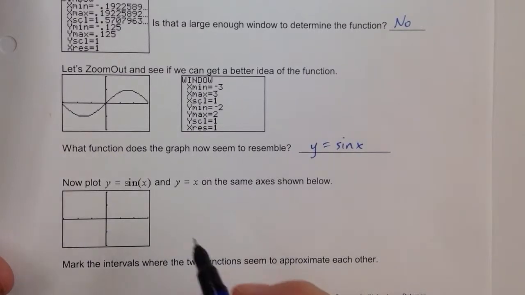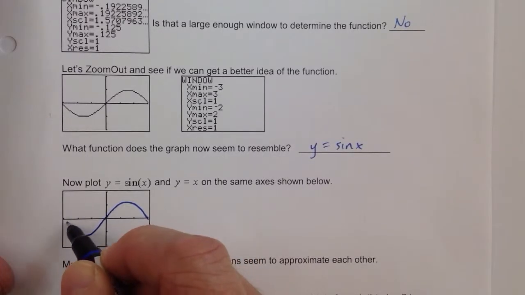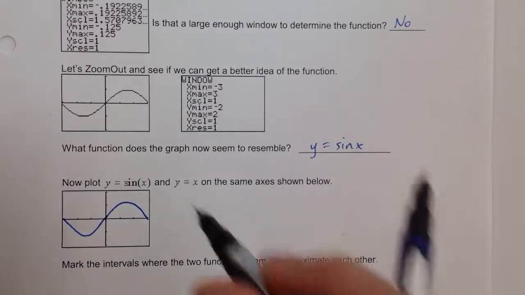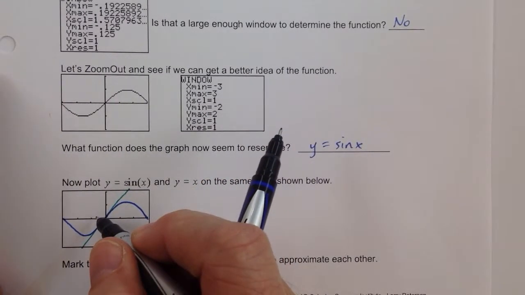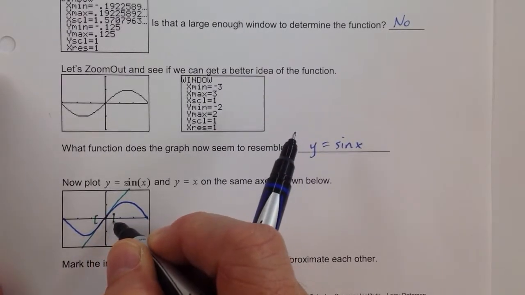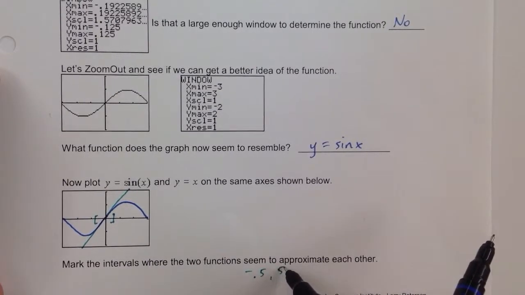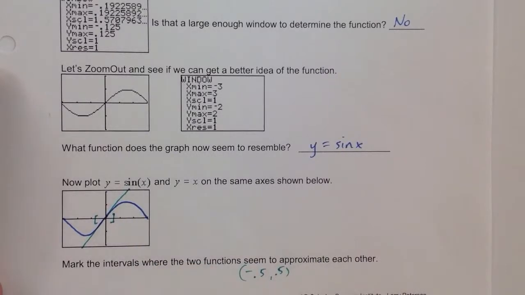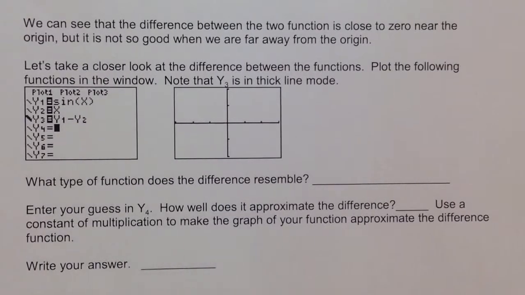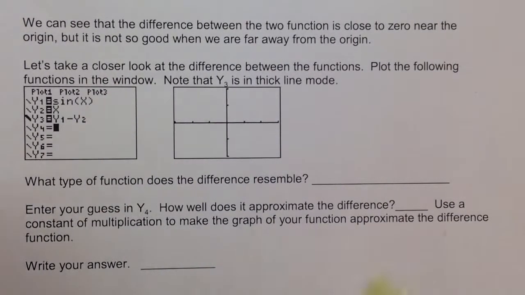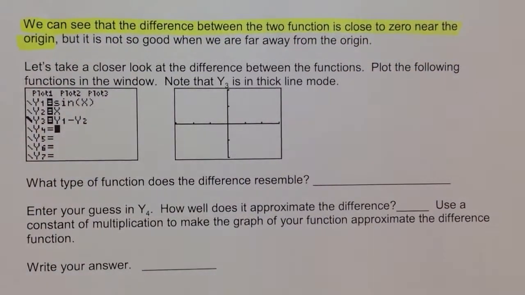Okay, so now let's graph y equals sine of x and y equals x in the same window. And it looks like between here and here, like -0.5 to 0.5 or so, the two functions have about the same value. Basically we can see that the functions are pretty close, that the difference between the two functions is close to 0 near the origin, but not so good when we get away from the origin.